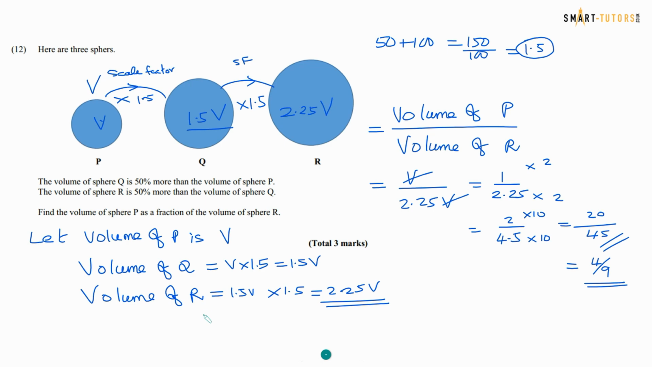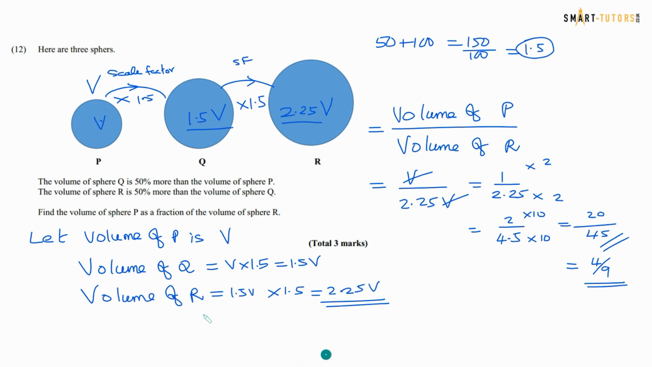Then again, the volume of R is 50% more than Q, so again times by 1.5. So 1.5 times 1.5 is 2.25 V. Now the question is, find the volume of sphere P as a fraction of the volume of sphere R. Let the volume of P be V, the volume of Q is V times 1.5, equal to 1.5 V. Volume of R equals 1.5 V times 1.5, which is 2.25 V.